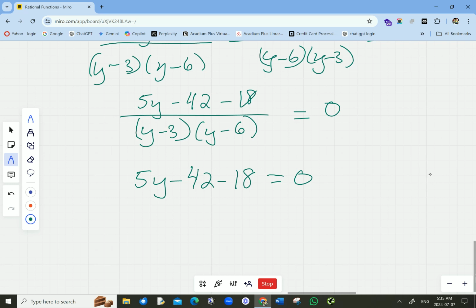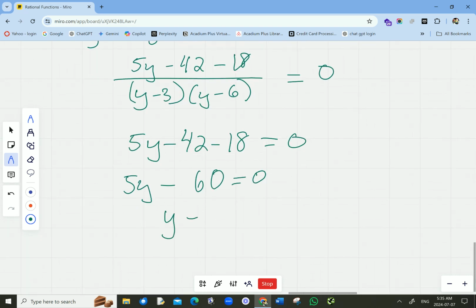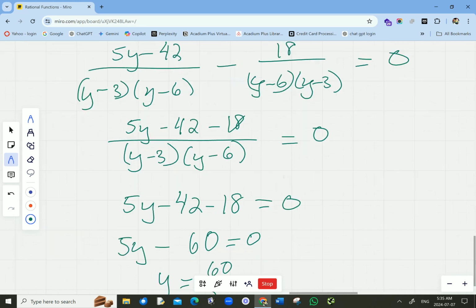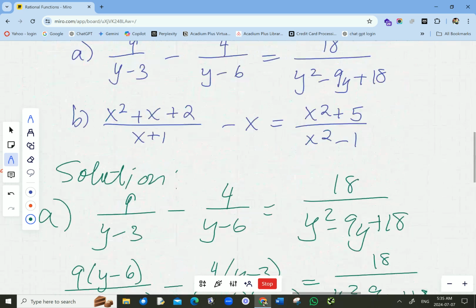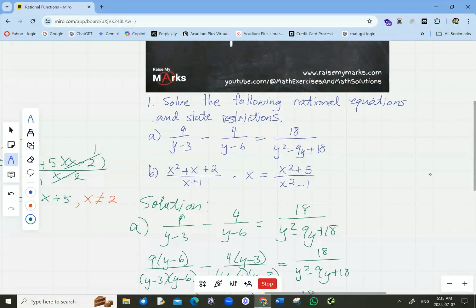Let's simplify this. Again, big numbers. All right, 5y minus 42 minus 18 is negative 60, right? Yes. And now we just solve for y. So y equals 60 over 5, therefore y equals 12. So we have solved our rational equation. Wow, that's a lot of work. And we need to state our restrictions, though.